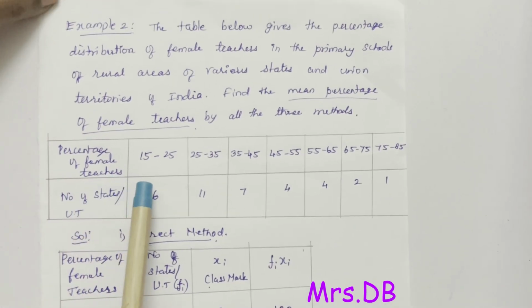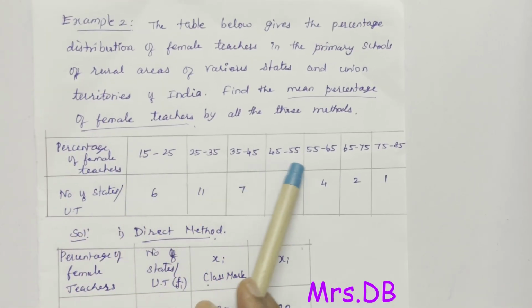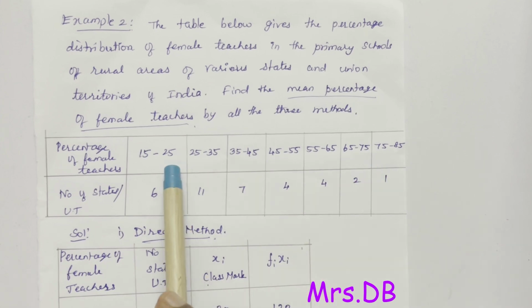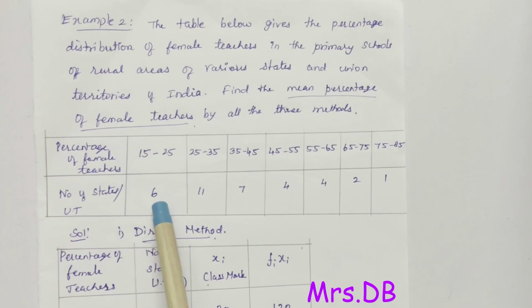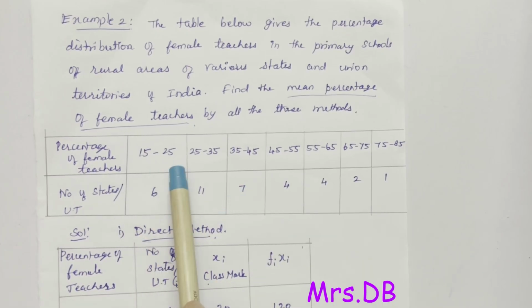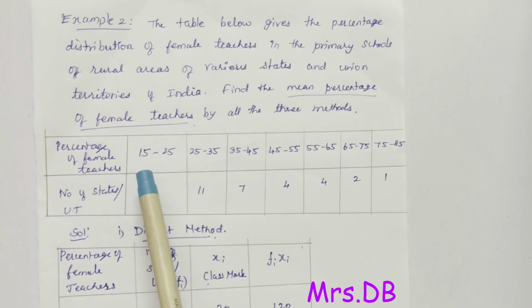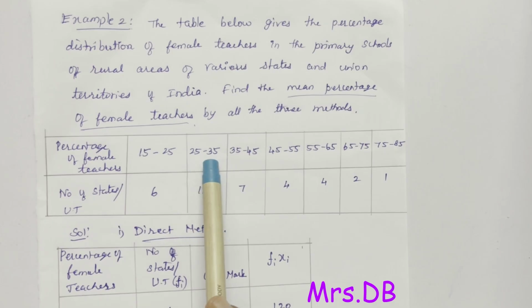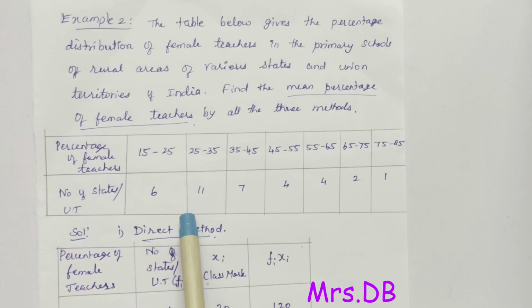Percentage of female teachers is given. Sometimes this number will be given in intervals or otherwise unique numbers will be given. The number of states or union territories is a repeated value. Repeated value in the sense, for the percentage of female teachers 15 to 25, between these intervals 6 teachers are working. So between 25 to 35, 11 teachers are working. So this is the frequency.